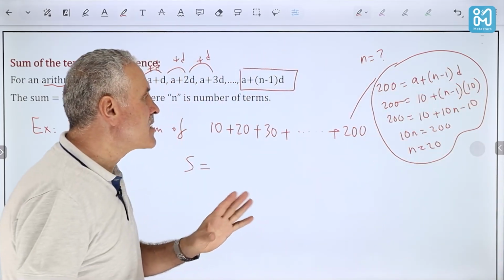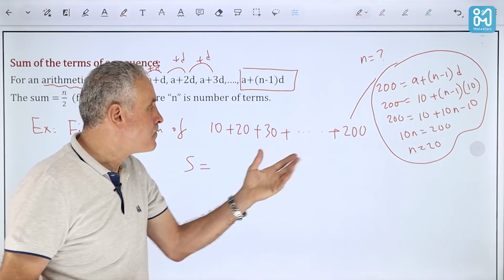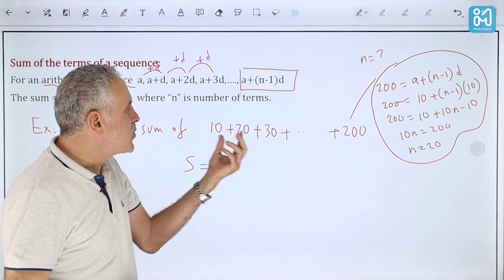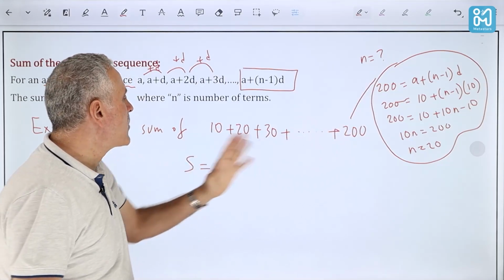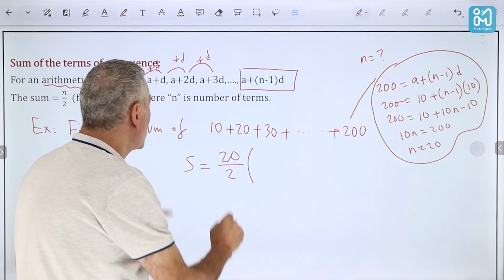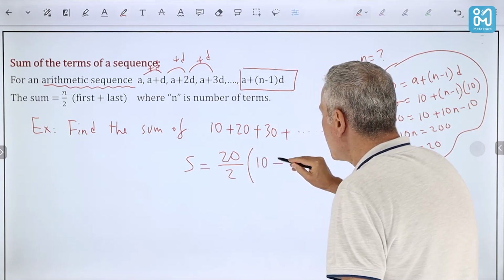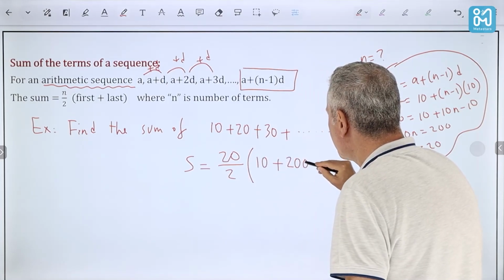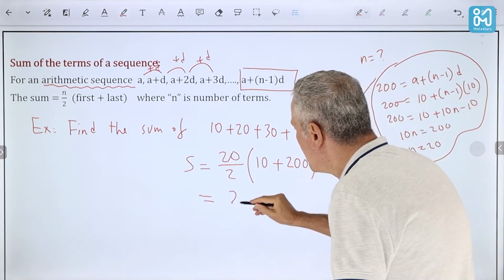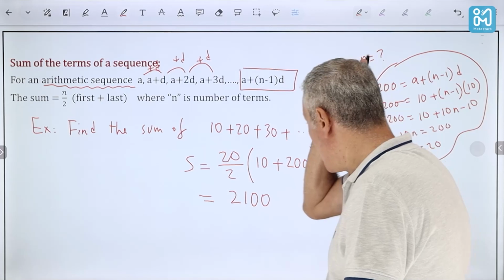I don't expect this very much in the exams where you have to do this. That is in A level. But the numbers should usually be easy. 10, 20, 30 plus up to 200, so that is 20 terms divided by 2 using this formula right here, times the first plus the last, and that's it. And that is 10 times 210. The answer is 2100. That's the sum of these terms.